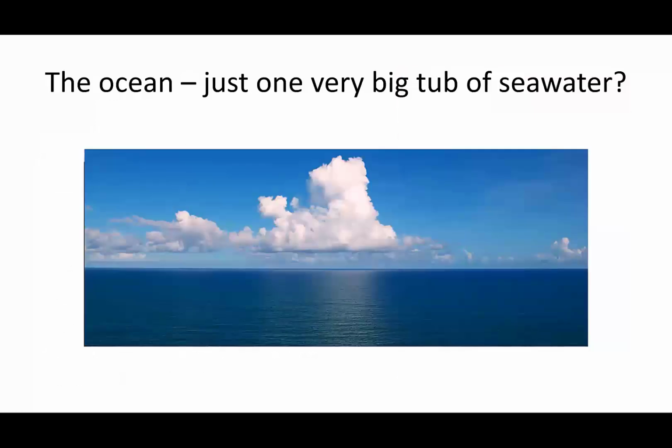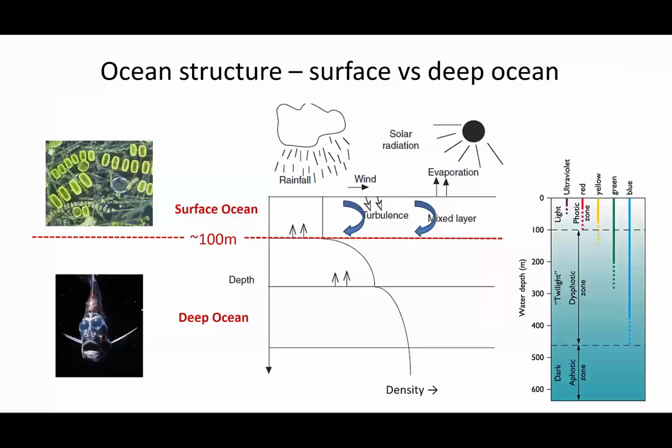Moving along and thinking about the ocean, if you're like me, it wasn't really until I started studying the oceans in detail that I really thought about the oceans being any different from a giant tub of seawater. It turns out that the oceans are actually really quite complicated and structured. So the simplest way to think of the ocean is to divide it into two parts, into the surface ocean and the deep ocean. And so the surface ocean is more or less the upper 100 metres of the ocean.